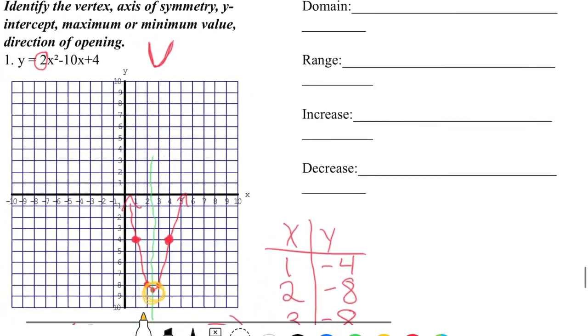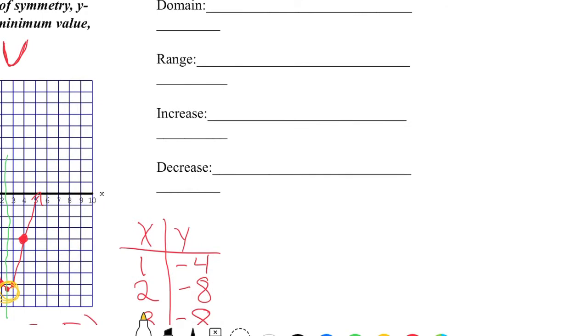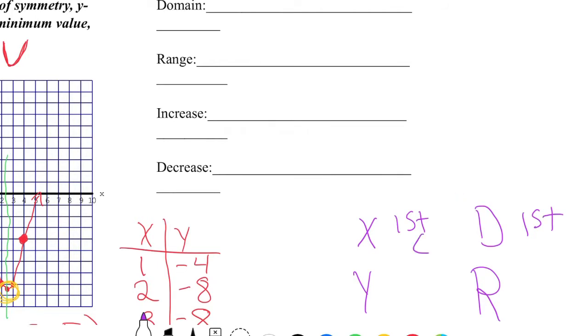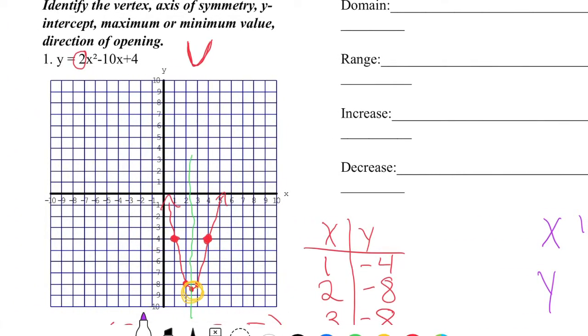Then we have our domain and range. Our domain and range are asking for X and Y values. So our domain versus our range. In between X and Y, what comes first? X. In between D and R, which comes first in the alphabet? D. So your X values and your D, or your domain, go together. So only looking at your X values on your X axis, which is here. Do we go to the left forever? Yes. So we're going to go to negative infinity for our smallest X value. Do we go to the right forever? Yes. So our biggest X value involved is positive infinity.